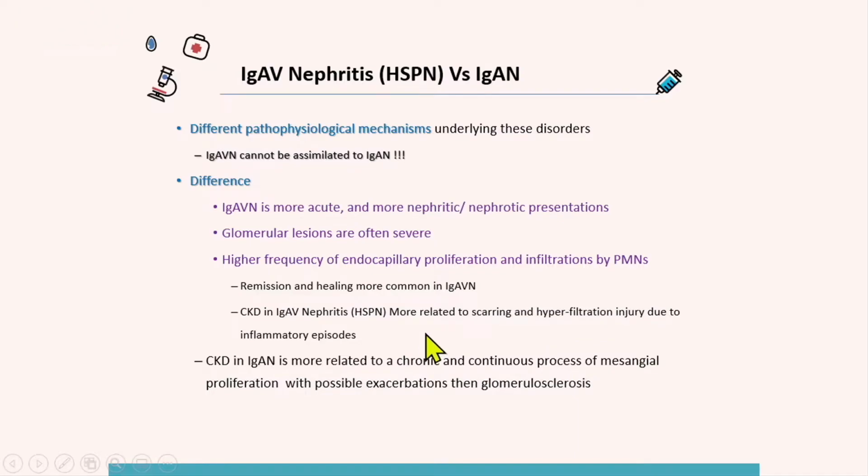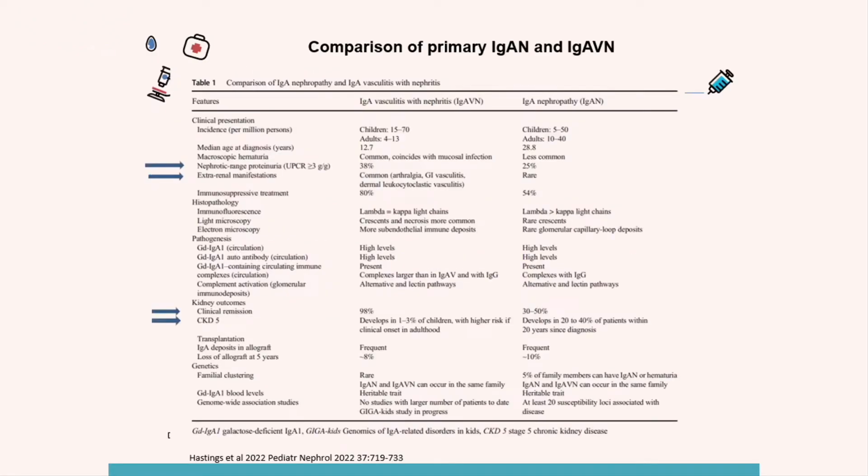And the remission of IgAVN is possible if we can use the immunosuppressants, if we can treat that early, and we can potentially reduce the scarring and hyperfiltration, which can contribute to the future occurrence of chronic kidney disease. On the other hand, IgAN is a much more indolent and chronic disease, and it represents a more continuous process of mesangial proliferation rather than the acute presentation. So we would say that although two diseases have similar pathogenic mechanisms, in reality, they behave very differently, and we should be very careful when we treat the two conditions and don't confuse them.